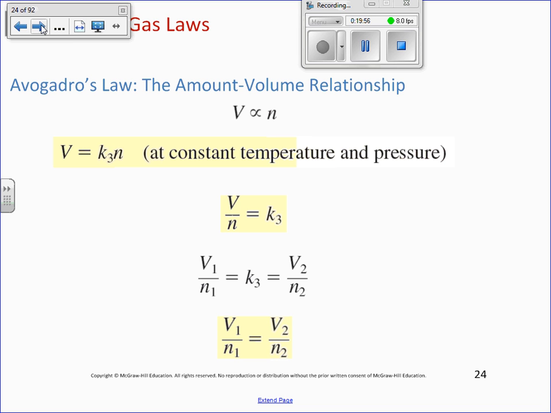balloons. So Avogadro's law says V1 over N1 is equal to V2 over N2, where N is the moles. Basically it just says the more you put in, the bigger the volume. And you should tell me, well, duh, I've been blowing balloons up since I was 5 years old. I know that.